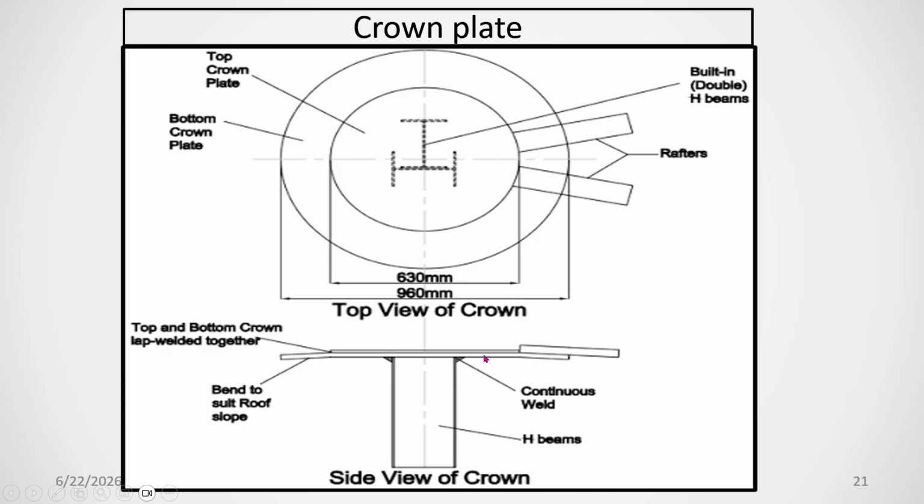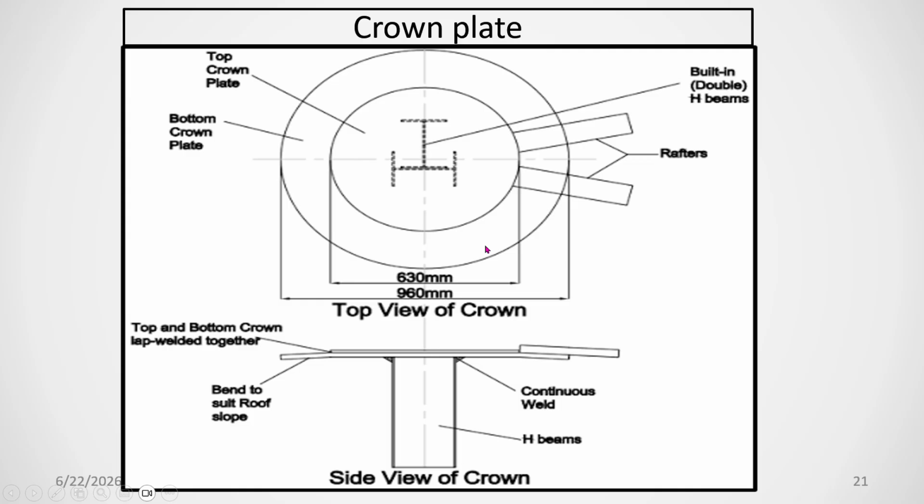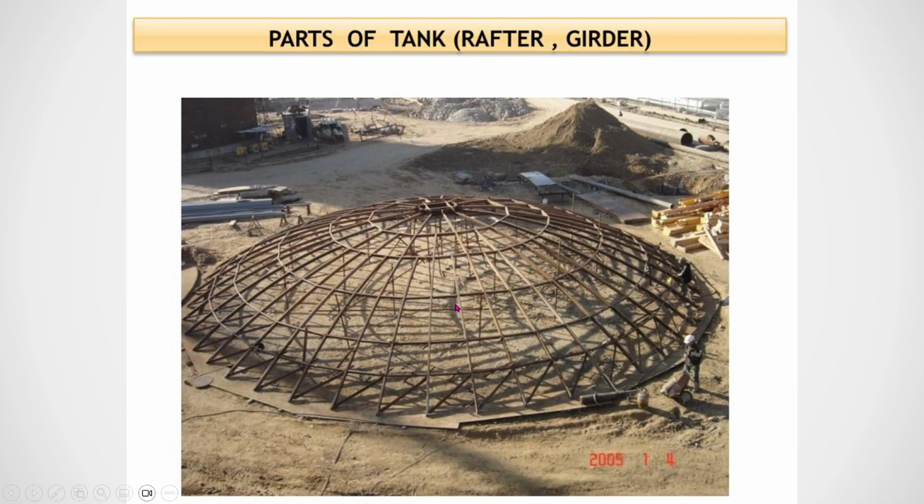This crown plate is placed on the rafter. This one is called the rafter. You see the bottom hole here; the beam will be placed inside. This is called the inner top crown plate, and the bottom crown plate will be there. So the bottom crown plate, top crown plate and other plates will be welded on the rafter.